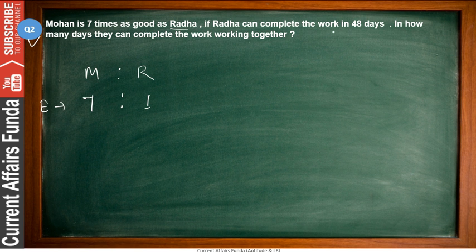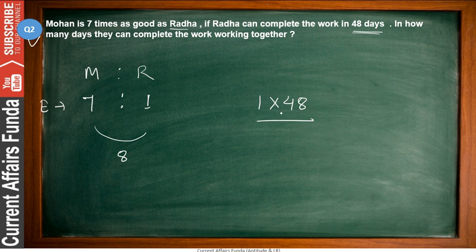If Radha can complete the work in 48 days, what is the combined efficiency of both? 7 plus 1, that is 8. Combined, they do 8 efficiency work. And friends, if Radha can complete the work in 48 days, the efficiency of Radha is 1, so 1 into 48 will be the complete work.